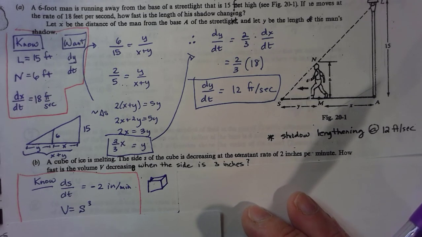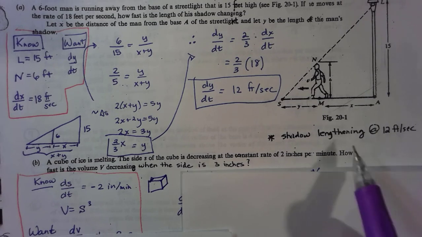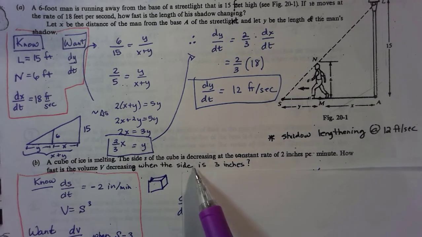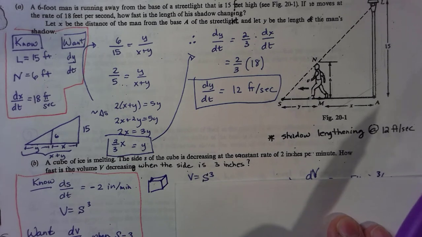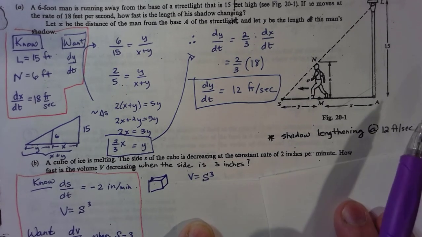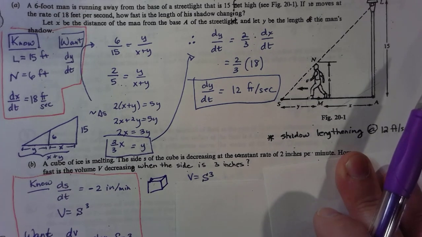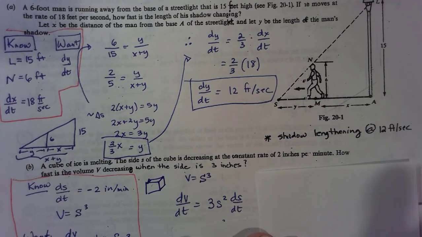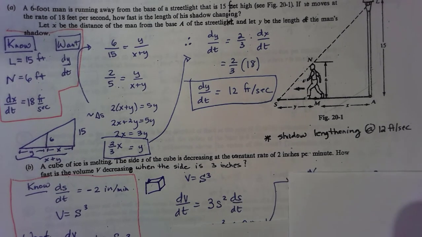The volume of a cube is side cubed. What is it that we want? How fast is the volume decreasing? So we want dv dt at the instant, this is why it's instantaneous velocity, at the instant when s is 3. So we're going to start with our equation that relates the two things we need to know about. And we are ready to take the derivative. Taking the derivative, dv dt equals 3s squared times ds dt.